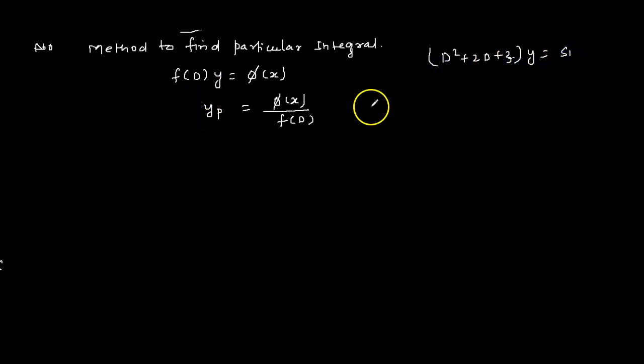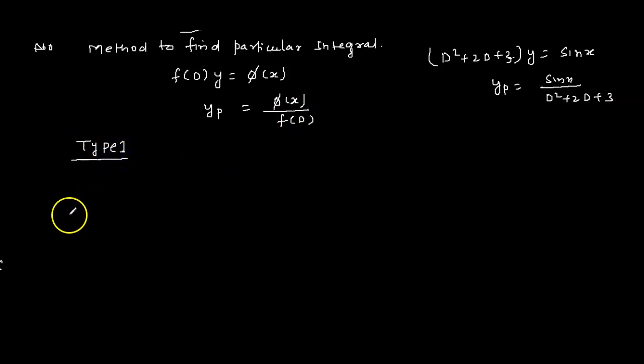Sine of x is given here. So first you write yp is equal to sine of x by this whole term, D square plus 2D plus 3. Now there are 4 or 5 types of questions that will come here, and we are doing those now.